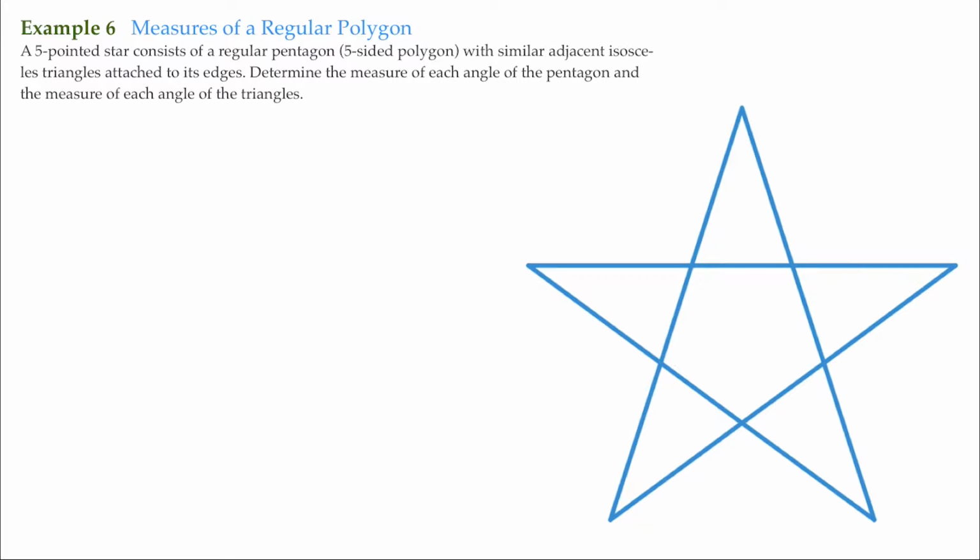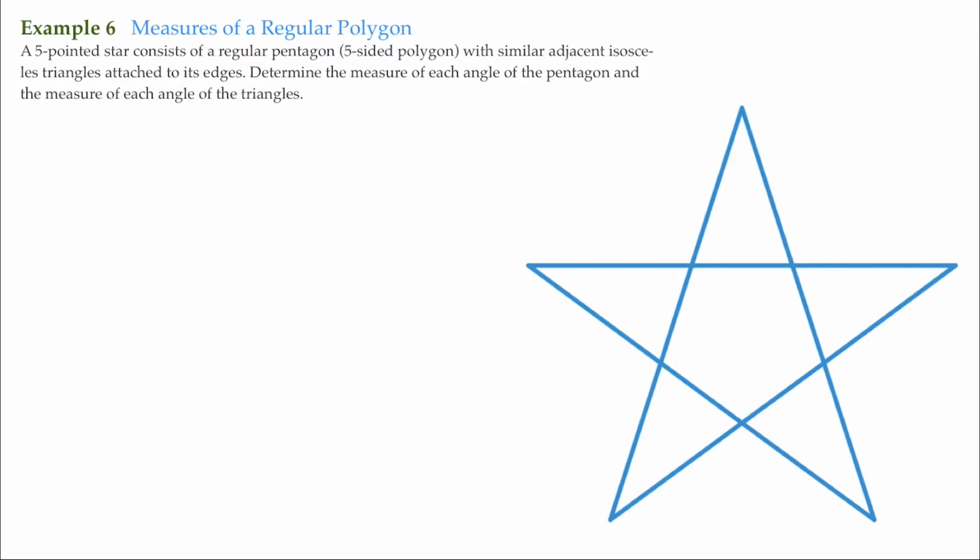For this example, it states a 5-pointed star consists of a regular pentagon, that's a 5-sided polygon, with similar adjacent isosceles triangles attached to its edges. Determine the measure of each angle of the pentagon and the measure of each angle of the triangles.